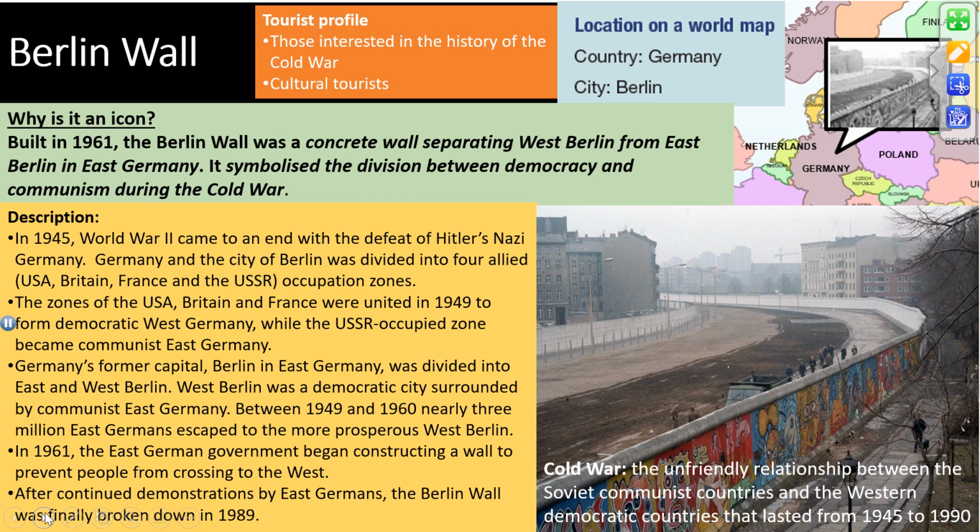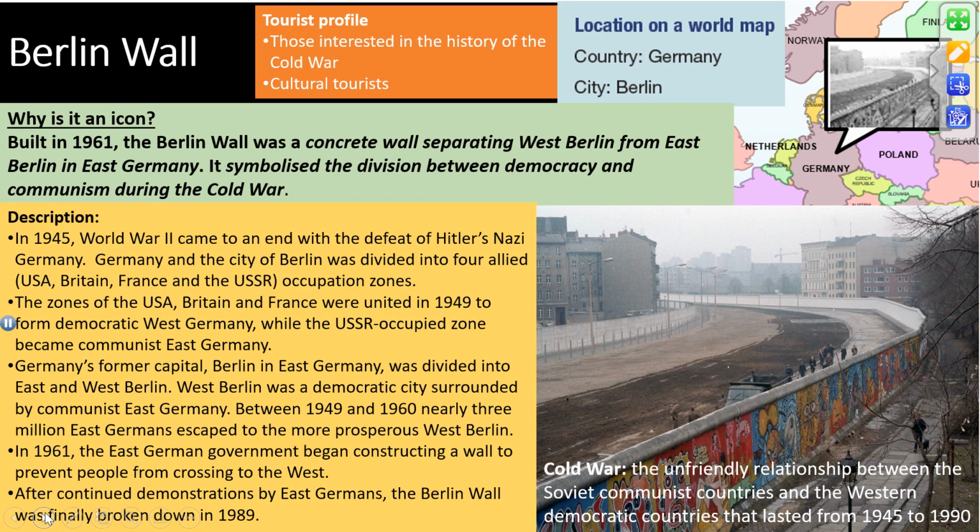The former capital, Berlin, which was located in East Germany, was divided into East and West Berlin. The western side was a democratic city surrounded by communist East Germany. And in the time between 1949 and 1960, so over a period of 11 years, nearly 3 million East Germans escaped to the more prosperous West Berlin.